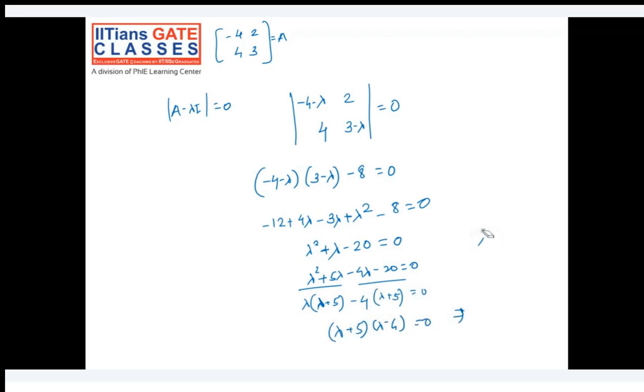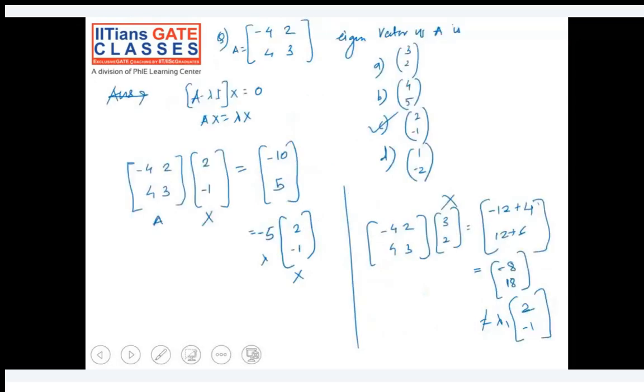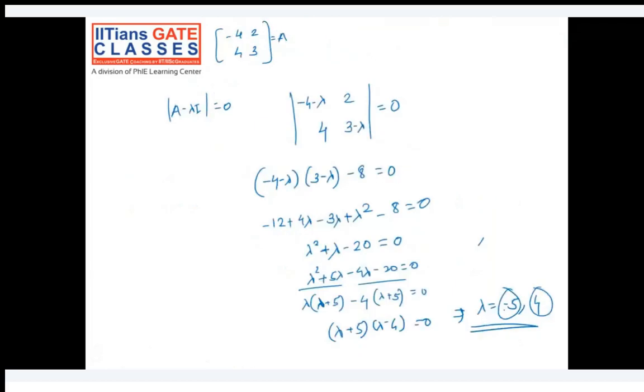And then corresponding to minus 5 and 4, you have to calculate the eigenvectors. As you can see, we have got minus 5 here, which means option C is correct. So if you choose eigenvalue minus 5, corresponding to that, you can find the eigenvector by using the traditional method again, (A minus lambda I) times X equal to 0.